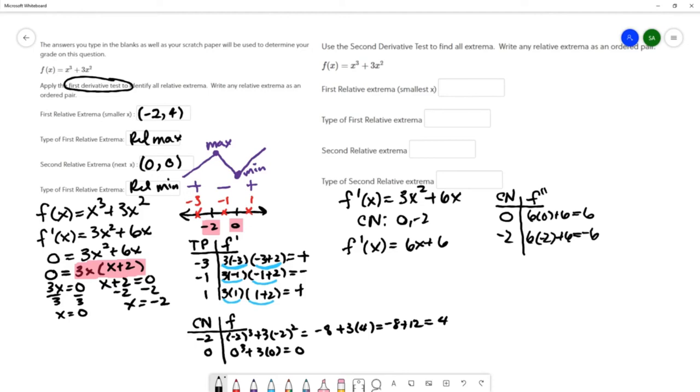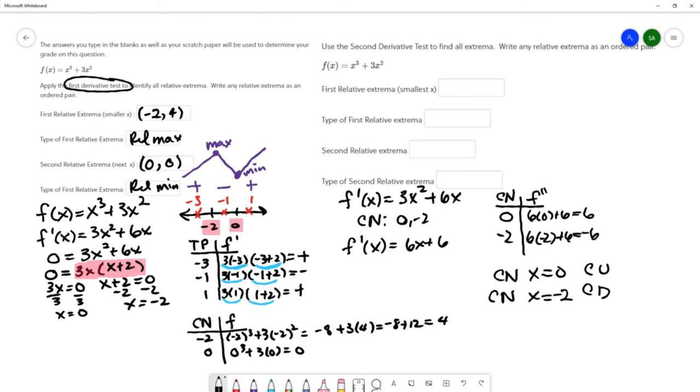Now the second derivative tells us the concavity of the function. So from this information, we learned that the critical number of x equals 0 is concave up at that value. The critical number of x equals -2 is concave down. So we put these two pieces of information together. The fact that we have a critical number along with the concavity is going to reveal to us whether we have a relative min or a relative max.